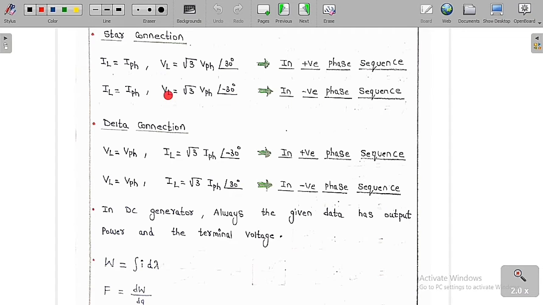Whereas in the negative phase sequence, the line current is equal to phase current, but the line voltage is going to lag the phase voltage by 30 degree. So you can add here minus 30, so the negative phase sequence.